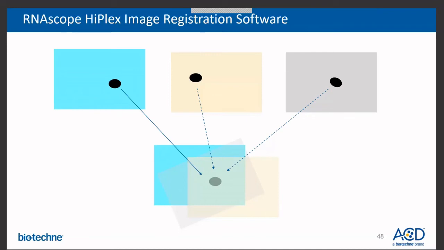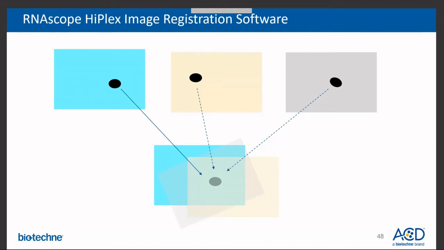So I'm going to conclude this discussion of the HiPlex assay by showing you how to use the image registration software to generate the beautiful images that I've been showing you. And basically what the software does is it uses the DAPI nuclei from the different rounds of imaging, and it overlays images onto one another based on the DAPI nuclei. Here's just a crude schematic of what that software does.